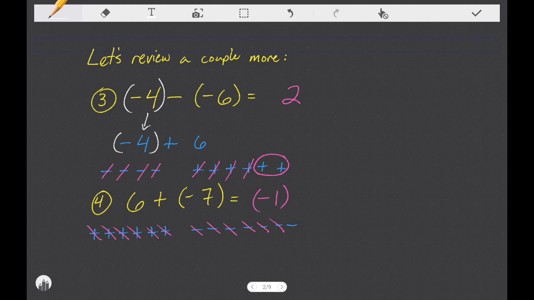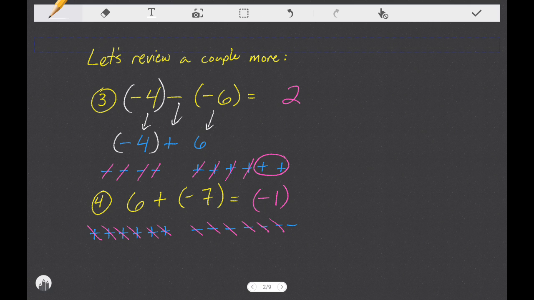So what we have here is negative 4 plus 6, and you should recognize that this was a keep, change, flip. So I went ahead and kept the first number to be negative. I changed my middle sign here from subtract to addition, and then I went from a negative 6, so this is the flip, to a positive 6. Went ahead and drew those out. I canceled off my zeros, and I am left with a positive 2. So that was how I did example 3.